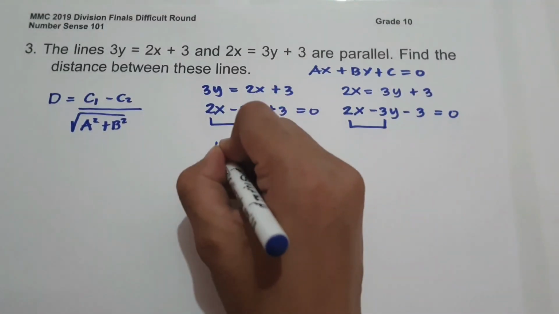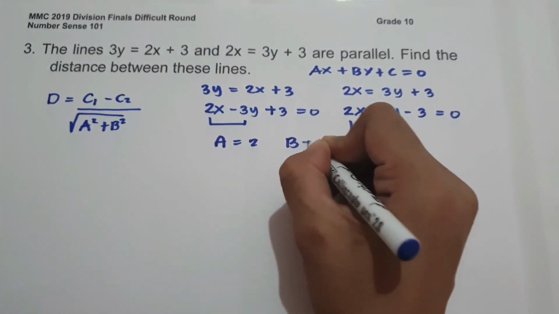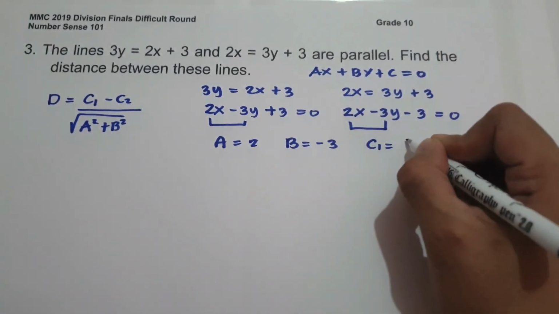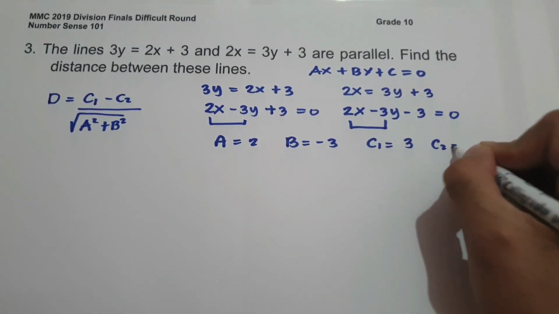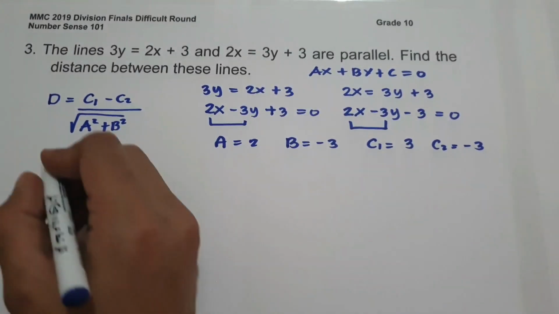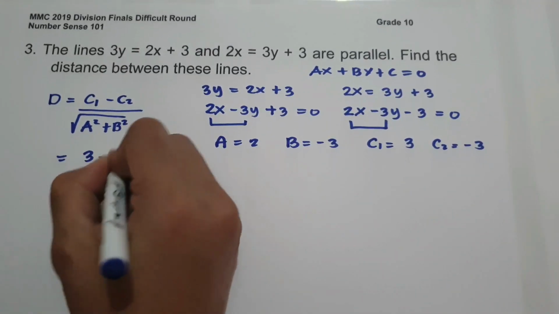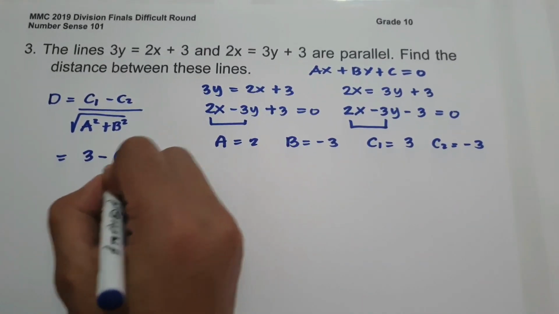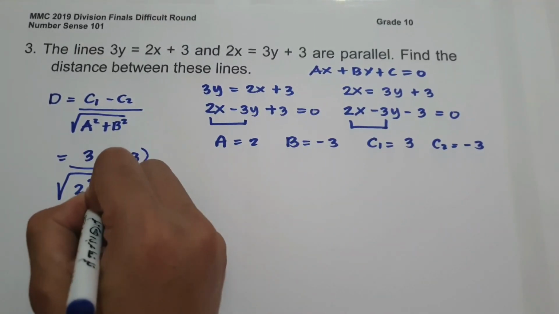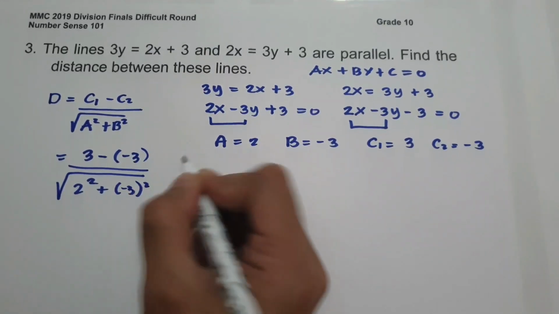So the value of a, that is 2. The value of b, that is negative 3. And the value of c sub 1, that is 3. C sub 2, that is negative 3. So let us substitute this one to the given formula. C sub 1, that is 3, minus c sub 2, that is negative 3, over the square root of a, that is 2 squared, plus b, that is negative 3 squared.